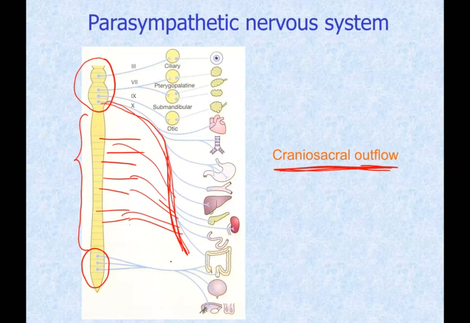On the other hand, since it is a thoracolumbar outflow for the sympathetic, for organs like the eye and the salivary glands in the head and neck region to get sympathetic supply, since there is no sympathetic outflow in the brain, you have to bring these nerves up into the head region through blood vessels and then supply these organs.